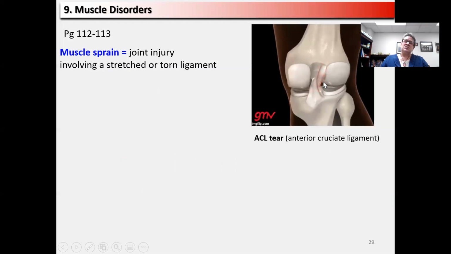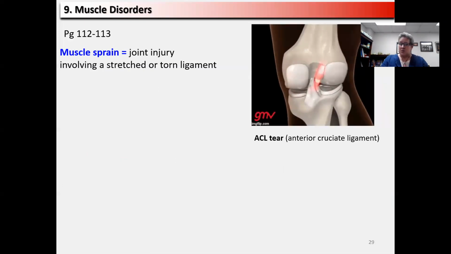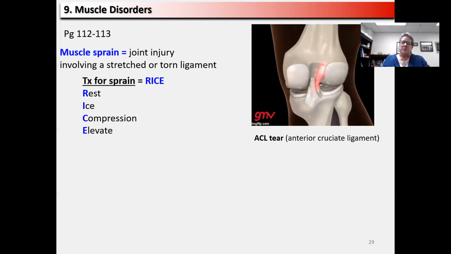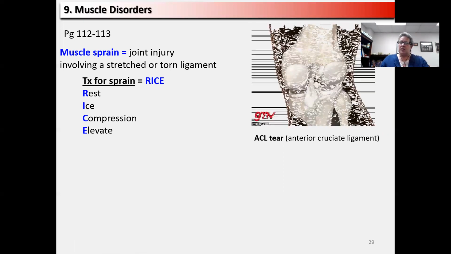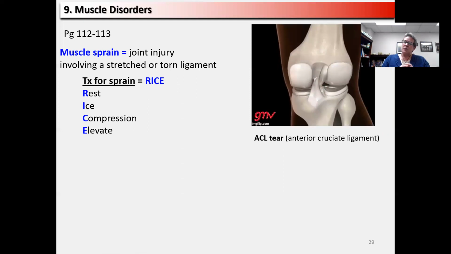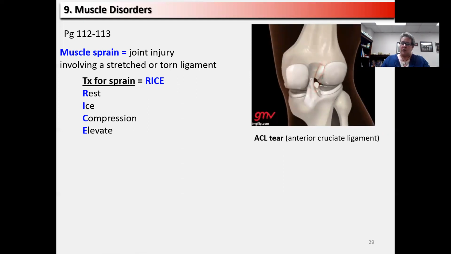If it is just being stretched or strained or sprained, the treatment for it is RICE. Rest that joint, ice it, compress it with a bandage, and elevate it so you take your weight off of it. That's for a stretched ligament, not for a torn one.